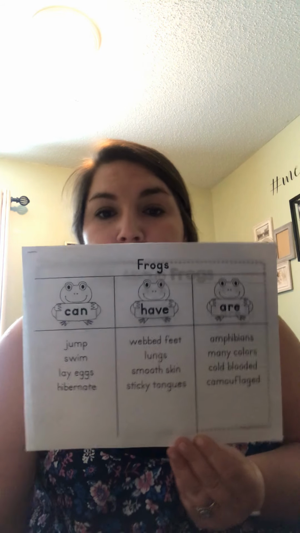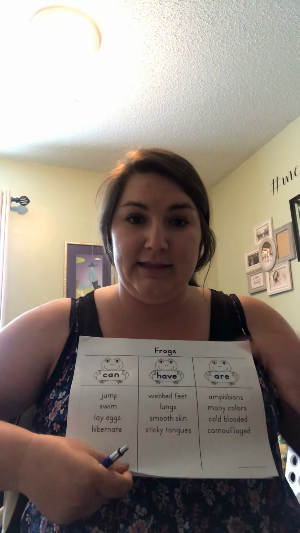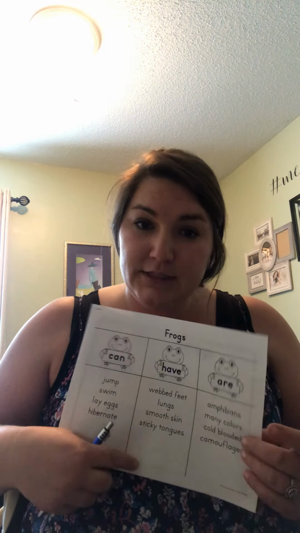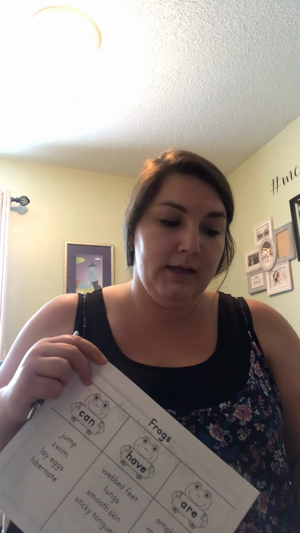All right, now I'm moving to the R column. Frogs are amphibians. We learned that at the beginning. Frogs are many colors. There's many of different color frogs. Frogs are cold-blooded. And frogs are camouflaged. All right, so all I did was read to you what the paper says. And then as I was reading, I hope that you were writing these down on your paper. Okay? Again, pause it as many times as you need to. That way you can keep up with how I'm reading them out loud to you.